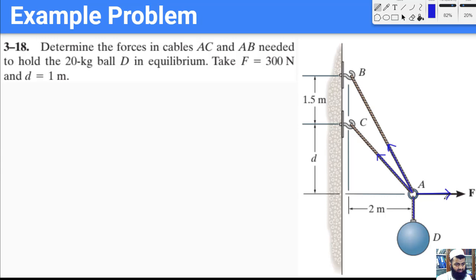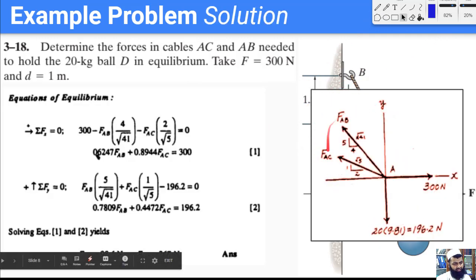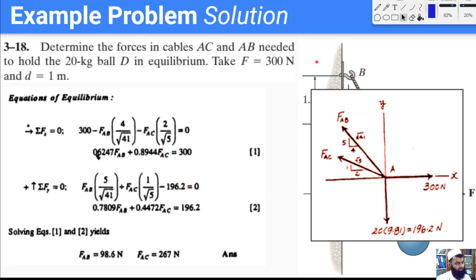Okay, so first of all we have to draw the free body diagram, something like this, and then we have to label all of the forces, and then we have to solve for the two unknowns. Okay, so again this is the free body diagram, just as I told you, and this is the solution, so you can look it up.